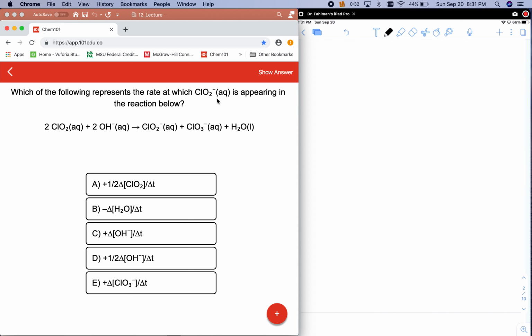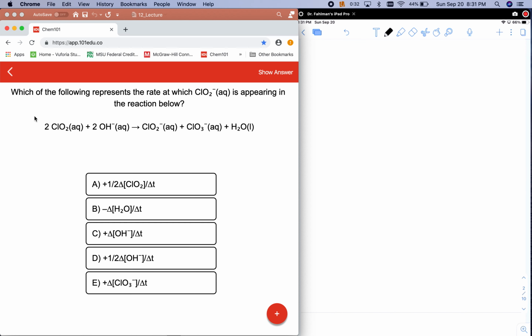Here we go. So which of the following represents the rate at which ClO2 minus, we'll just call it, is appearing in the reaction below? Okay, and so this is where you're illustrating things, comparing kind of apples to apples. And so just to remind you, anything on this side is disappearing, so it will have a negative change in concentration. These are appearing, so they're going to have positive concentrations.